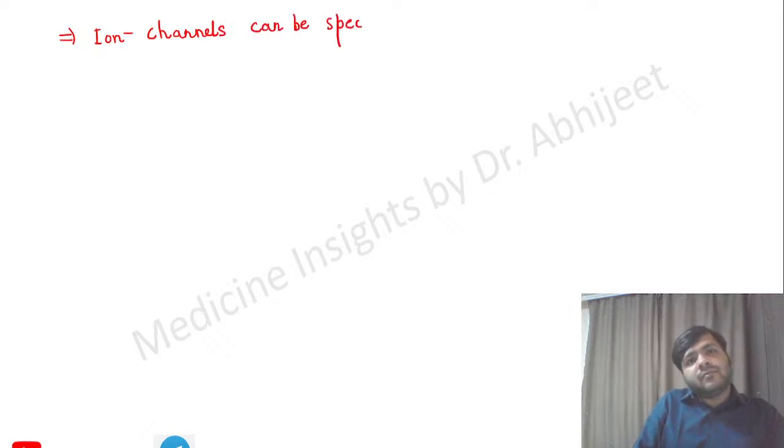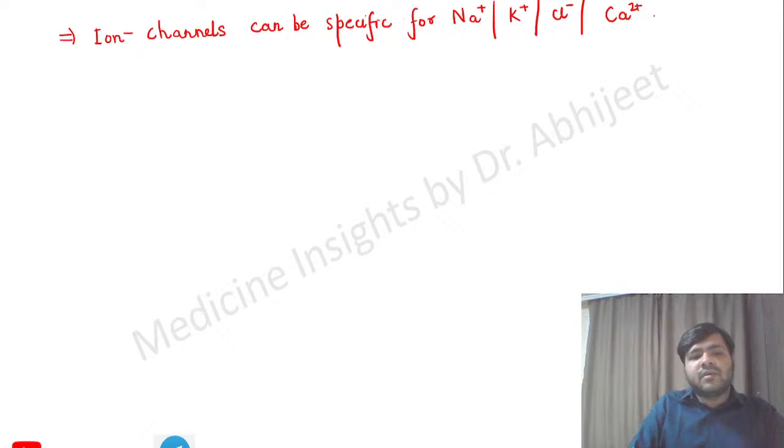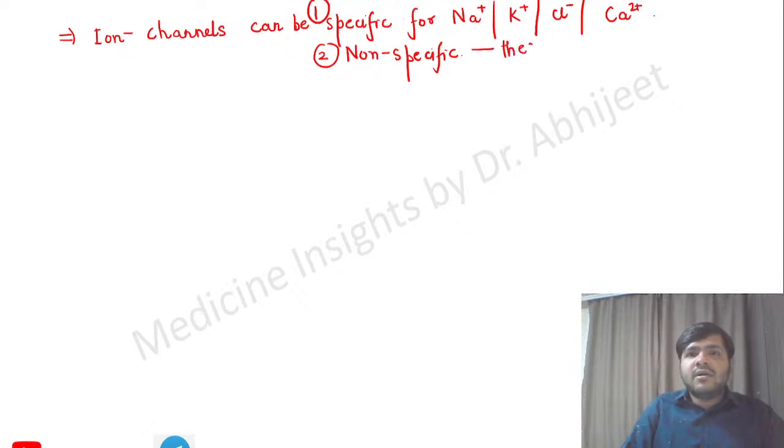Remember that the ion channels can be specific for sodium, potassium, chlorine, and calcium. Okay, it can be specific, it can be non-specific. Basically these permit movement of any ions, movement of cations and anions.